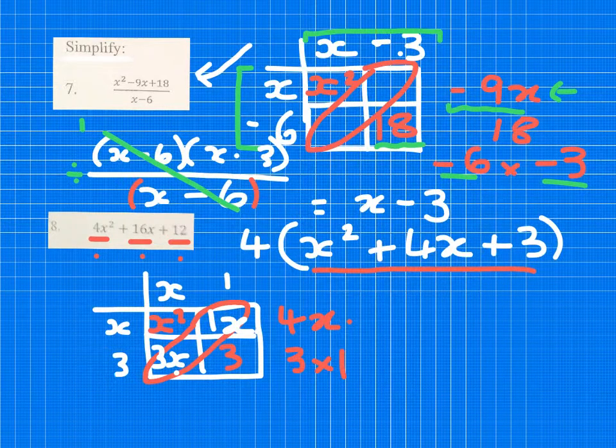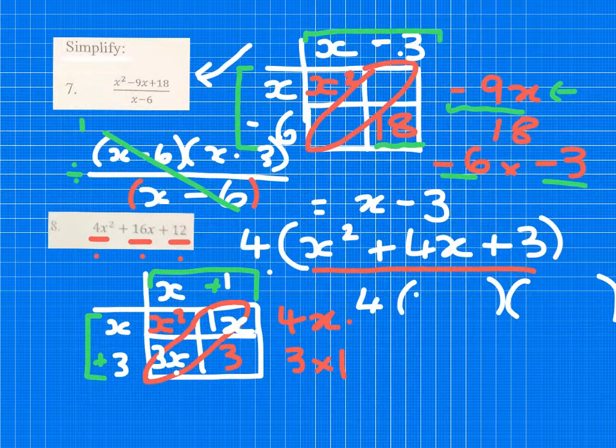Our two factors are x and 3, or x plus 3, that's a positive 3, and x and 1, or x plus 1. Our final factorisation then, we start off with the 4, and then that quadratic can be factorised into the two brackets, x plus 3 and x plus 1. That's now fully factorised.